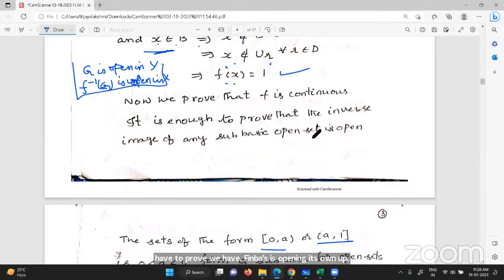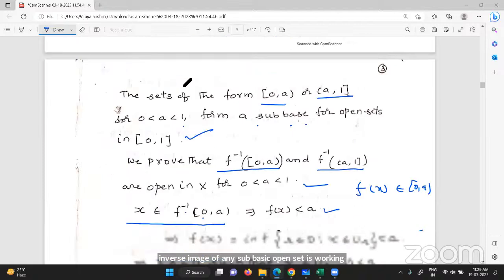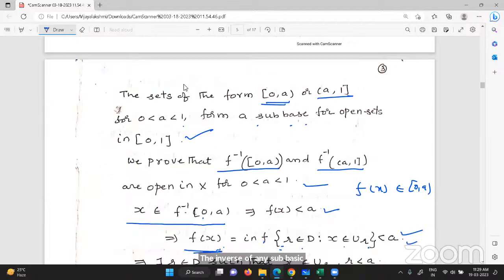The same concept only, nothing but we prove that the inverse image of any subbasic open set is open. The sets of the form (0, a) and (a, 1) for 0 less than a less than 1 form subbasic open sets in [0,1]. So we prove that f inverse (0, a) and f inverse (a, 1) are open in X for 0 less than a less than 1.